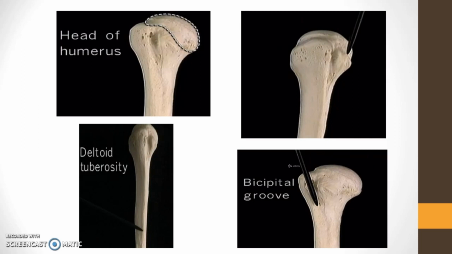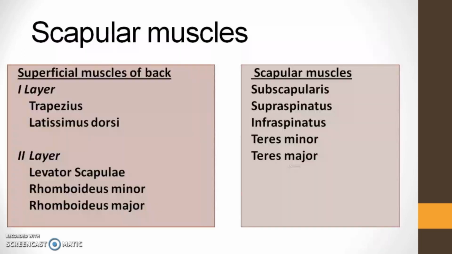Now we will get into the muscular region. We are going to deal with the scapular muscles, and as I said before, we are going to see the superficial muscles of the back region, and the superficial muscles again we will divide into first layer and second layer.